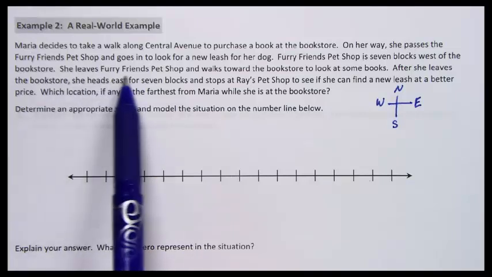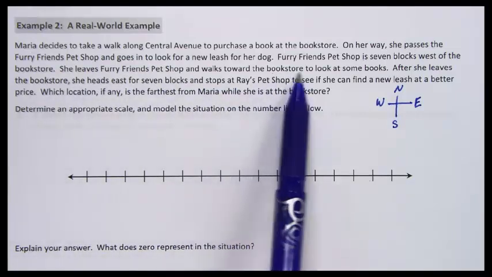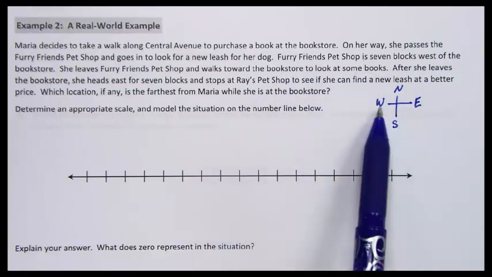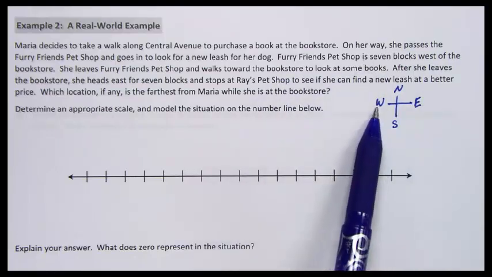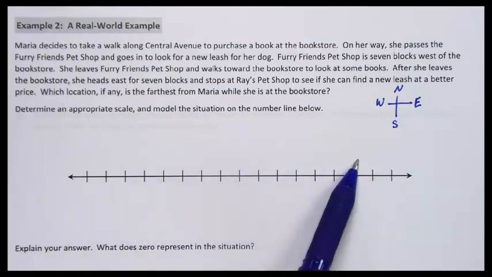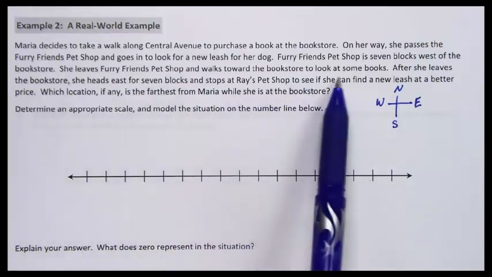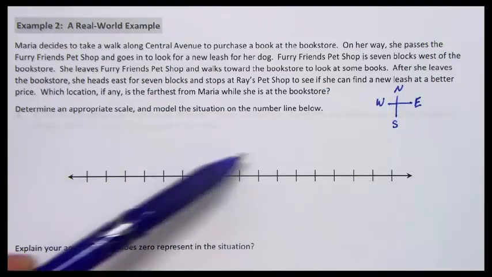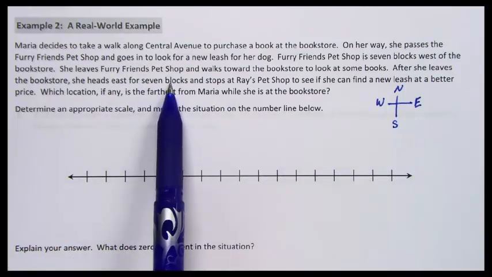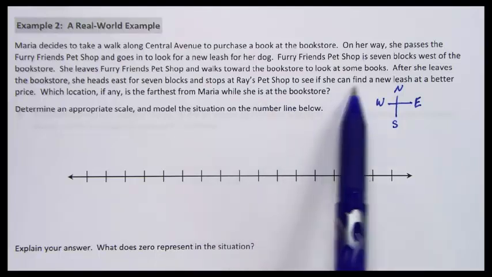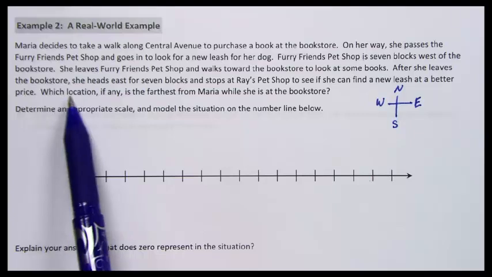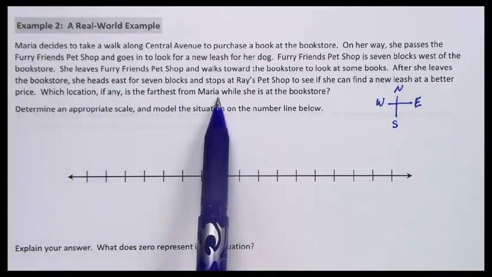She leaves Furry Friends pet shop and walks towards the bookstore to look at some books. If the Furry Friends pet shop is to the west of the bookstore, then she's going to be walking east. She'll be walking that direction. After she leaves the bookstore, she heads east, so now she's going to go this way again, for 7 blocks and stops at Ray's pet shop to see if she can find a new leash at a better price. Okay, we want to know which location, if any, is the farthest from Maria when she is at the bookstore.